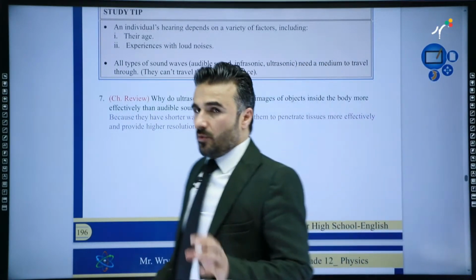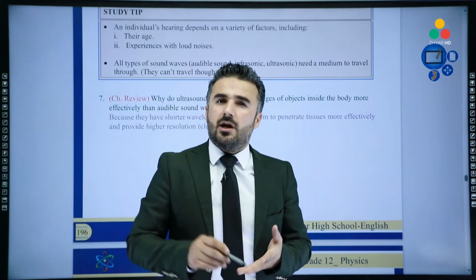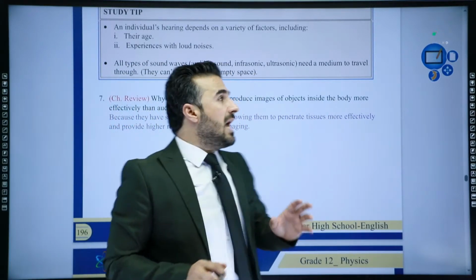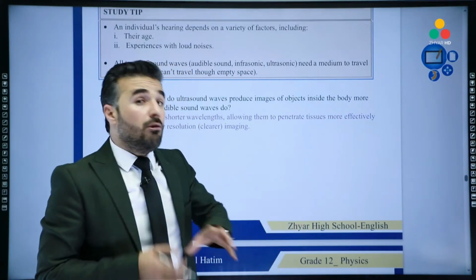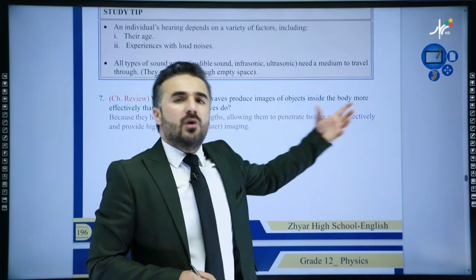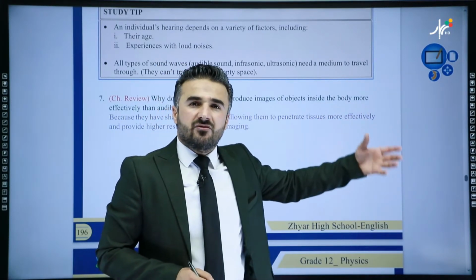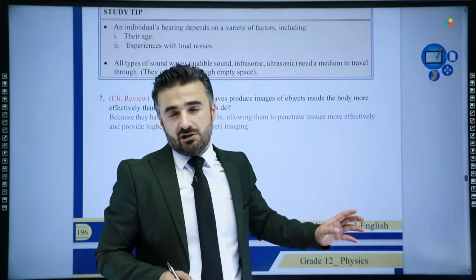All types of sounds, remember this, whether audible, infrasonic or ultrasound, all have the same speed in a given medium. And all of them, remember this, need a medium, particles, so that they can transmit the disturbance, the sound energy.